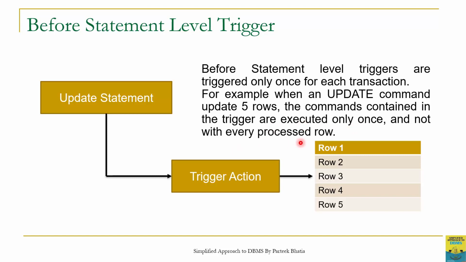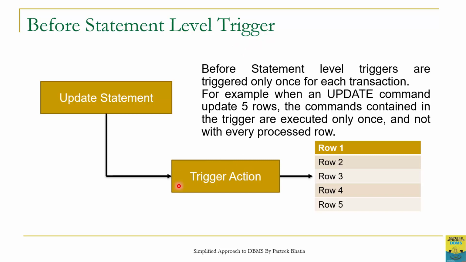with every processed row. For example, if this update statement is updating 5 rows of a table, then this trigger action is only executed once. It is not executed for every row. It is only executed once for the statement. This update statement results in a single execution of trigger, and this action is executed before updating these 5 rows in the table. So this type of trigger is called a before statement level trigger.